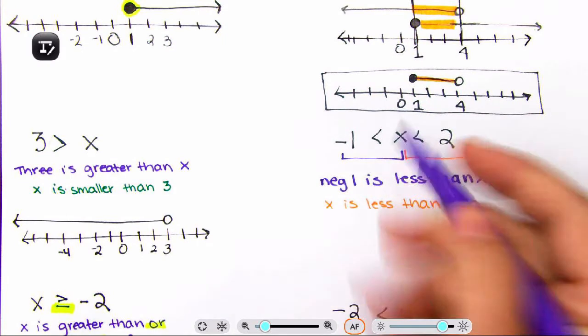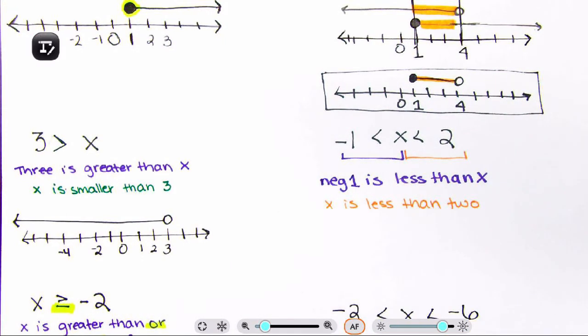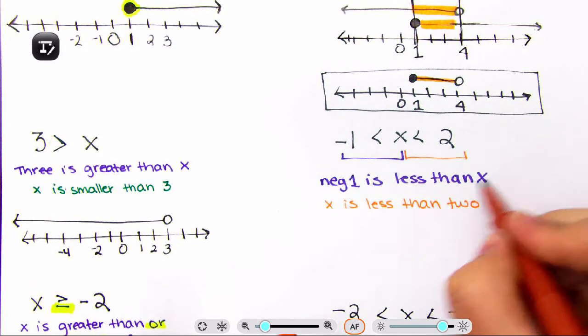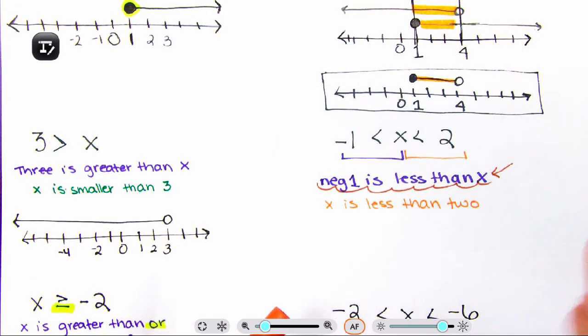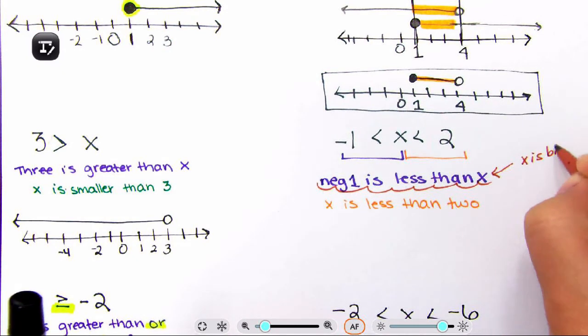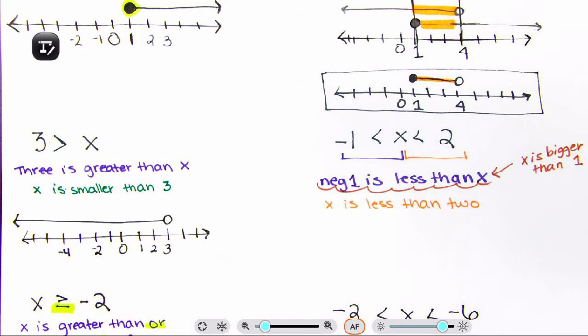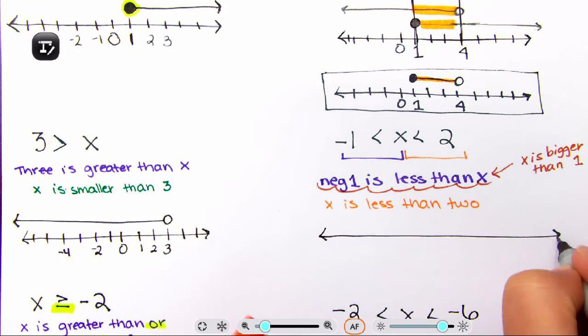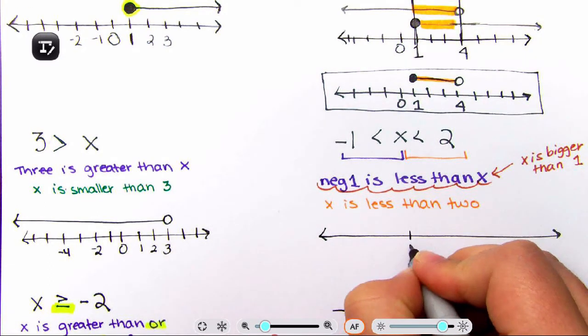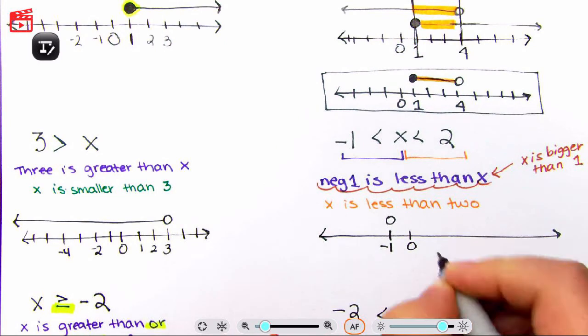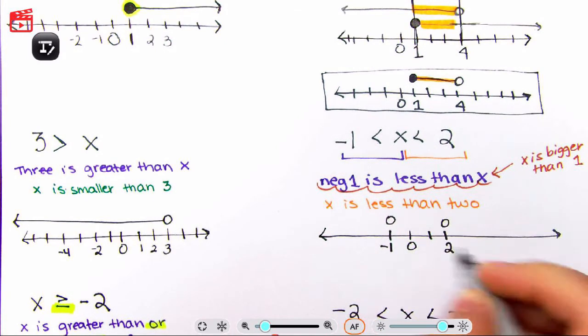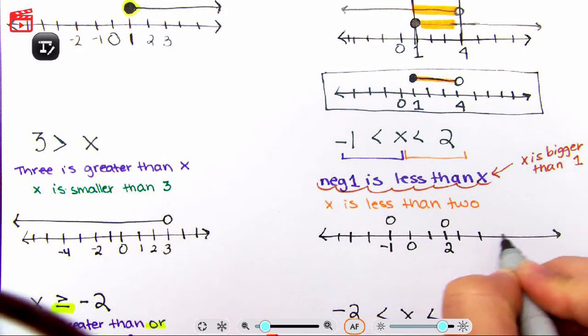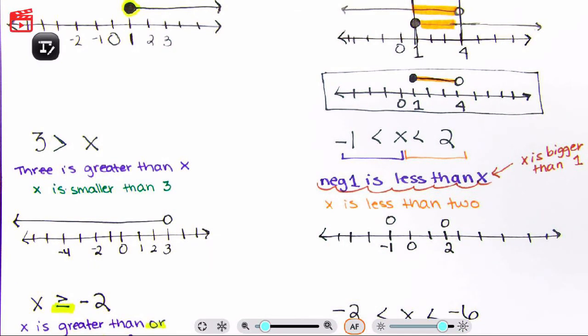And again, this one here, -1 is less than x. This means that x is bigger than -1. So this one here, because your x is switched, this means x is bigger than -1. So let's go ahead and graph that. What two numbers are important? My number -1 is important, so I'm going to put a circle on top. And 2 is important. I'm going to put a circle there. So we want x is bigger than -1, so we want it to be in this direction.